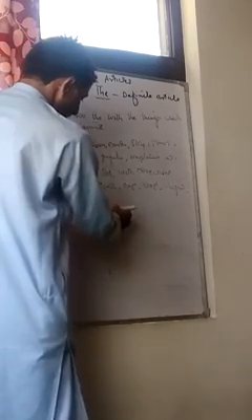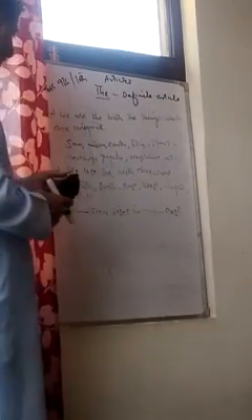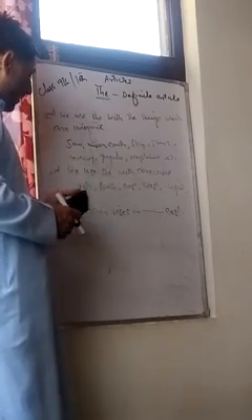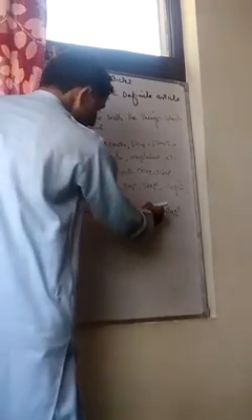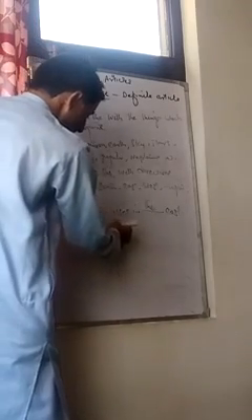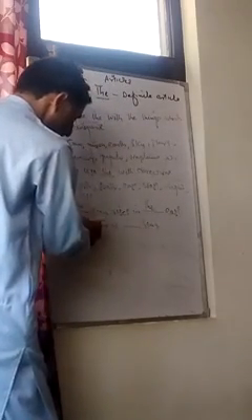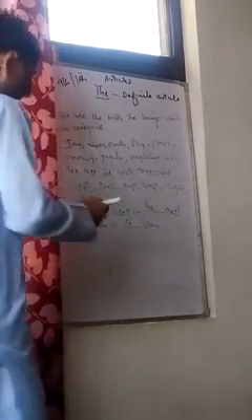Sun rises in dash east. Here I am going to blank east. You have to fill these blanks with the correct article. And we write: the sun rises in the east. Another: dash sun is dash star. Here we write: the sun is a star, dear students.